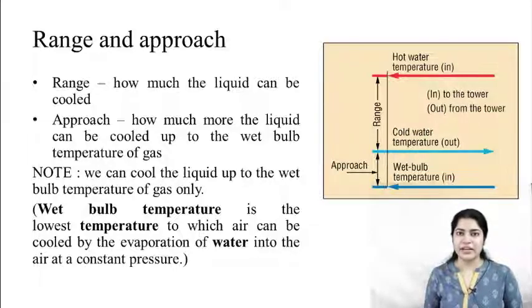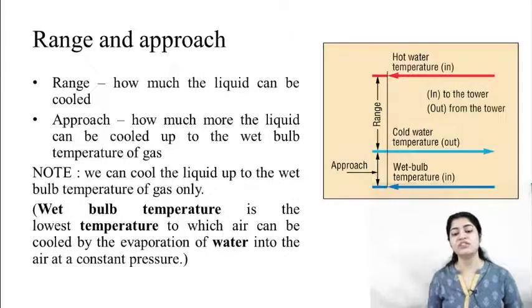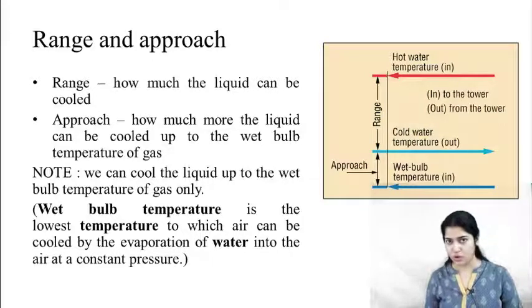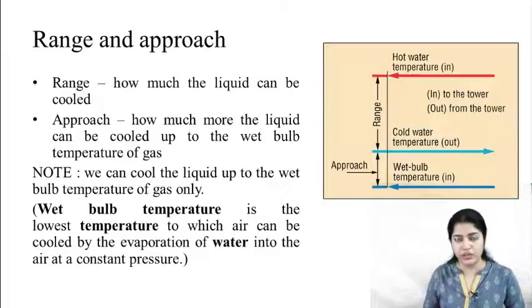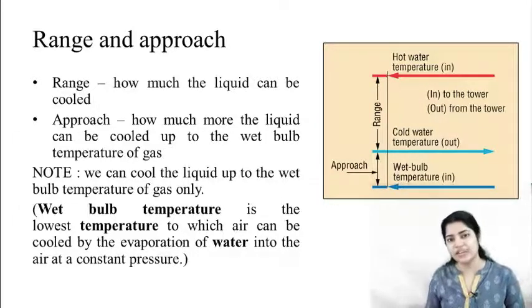The next topic now is range and approach. Range and approach are very important in the design of your cooling tower. First of all, range. In simple language, range means how much the liquid can be cooled. What is the temperature of your hot water and what is the temperature of your cool air? How much heat exchange can occur, that is your range.